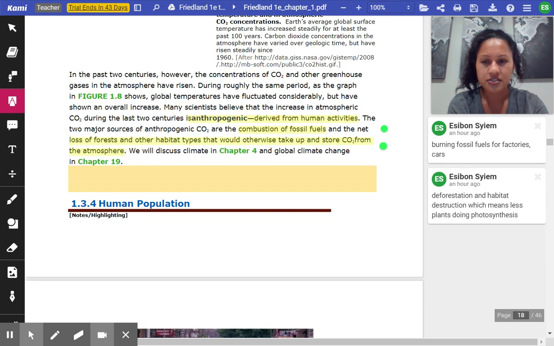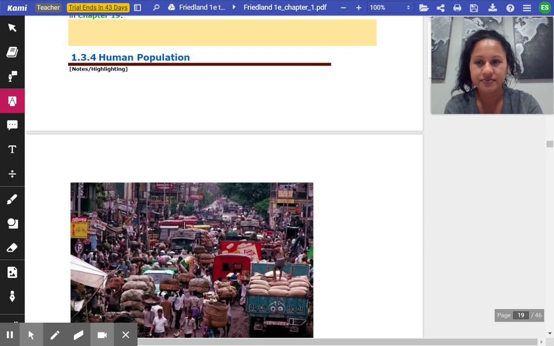Also, we are destroying plants through deforestation and habitat destruction. Those plants would normally convert CO2 into oxygen. However, because we are destroying those plants, they're not converting it at the same rate. However, destroying habitats and forests is not the most significant contribution towards producing more CO2, but it is definitely a factor.